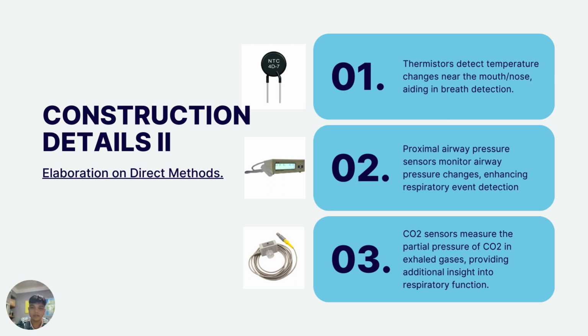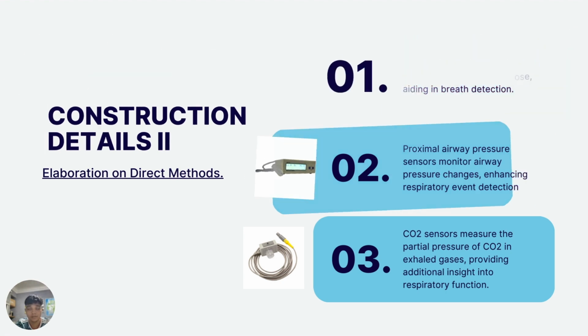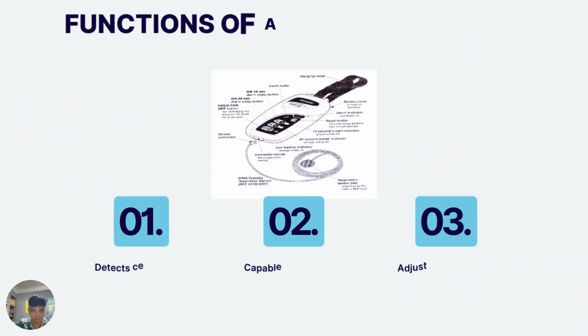This multifaceted approach to respiration detection underscores the sophistication of apnea monitoring systems. By combining various sensing methods, these monitors ensure comprehensive coverage across diverse patient populations and respiratory conditions. From impedance tomography to thermistors and even CO2 sensors, each component plays a crucial role in facilitating accurate and reliable respiratory monitoring. Next, we'll go to the functions.